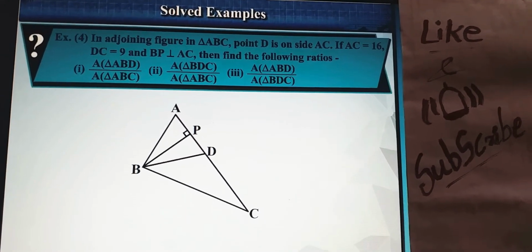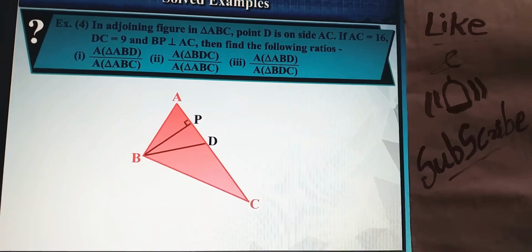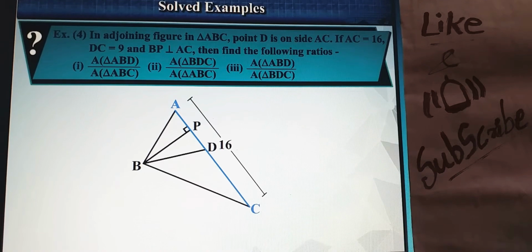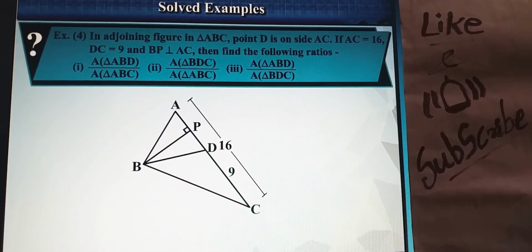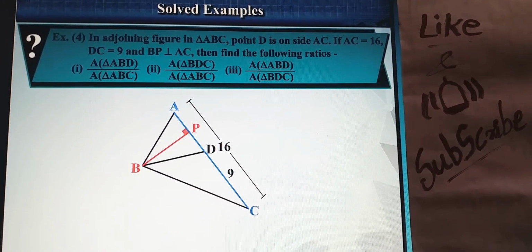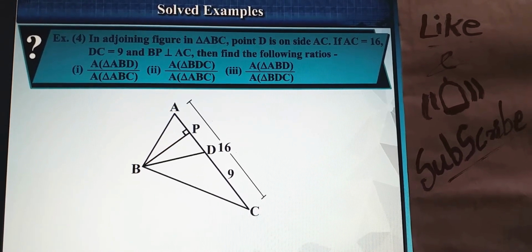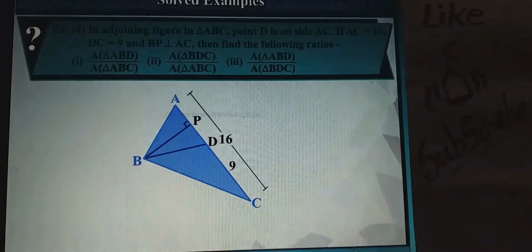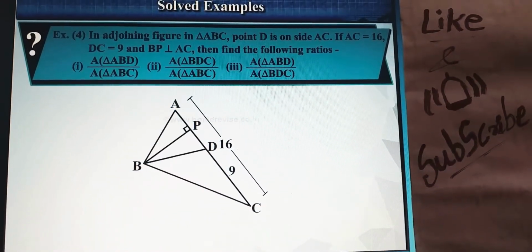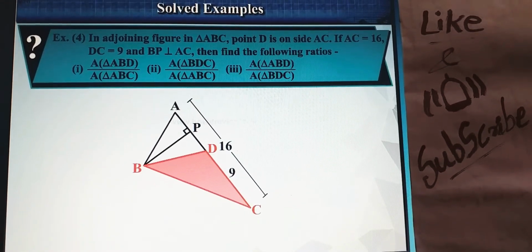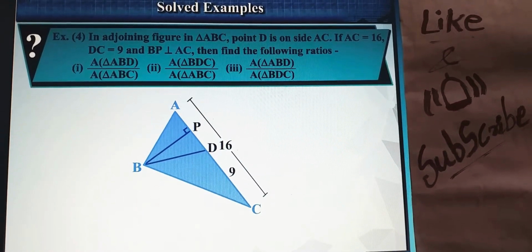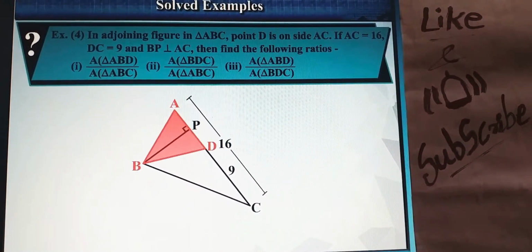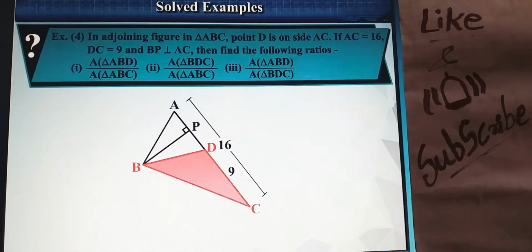4. In the adjoining figure, in triangle ABC, point D is on side AC. If AC is equal to 16, DC is equal to 9, and BP is perpendicular to AC, then find the following ratios. 1. Area of triangle ABD upon area of triangle ABC. 2. Area of triangle BDC upon area of triangle ABC. 3. Area of triangle ABD upon area of triangle BDC.